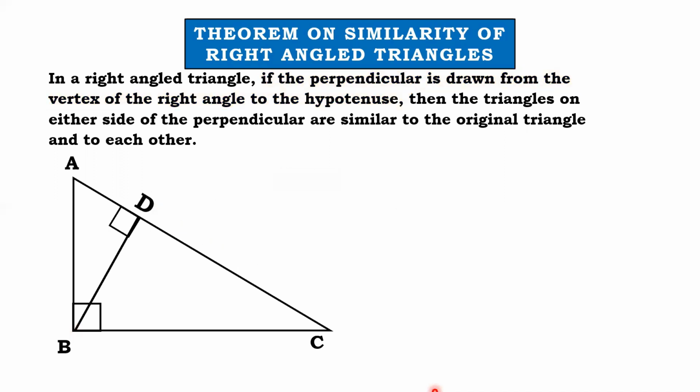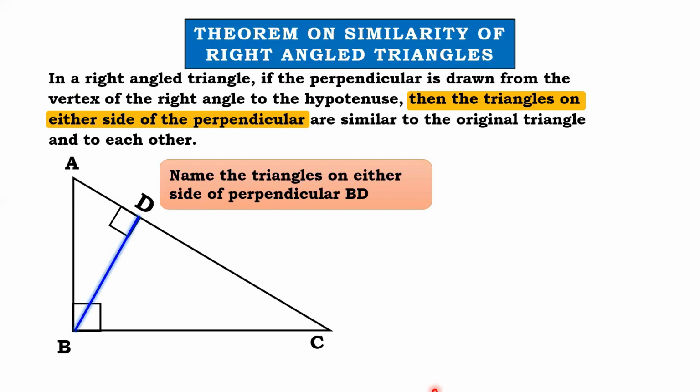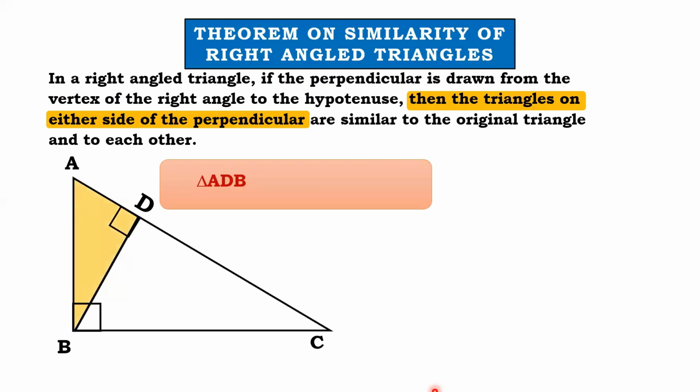So now, if a perpendicular is drawn from the right angle to the hypotenuse, then whatever comes after that is what we have to prove. That is the output of the theorem. So then the triangles on either side of the perpendicular. Now tell me students, which is the perpendicular drawn? Yes, BD. So name the triangles on either side of perpendicular BD. Above BD, there is one triangle, triangle ADB. And below BD, there is another triangle, triangle BDC. So these are the two triangles on either side of the perpendicular.